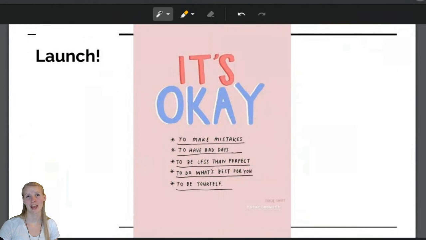All right, and our launch for today says it's okay to make mistakes. It is okay to have bad days. It is okay to be less than perfect. It is okay to do what's best for you. And it's okay to be yourself. I could break down each one of these things into smaller components. Mistakes help you grow. You learn from your mistakes. So mistakes are not a bad thing.